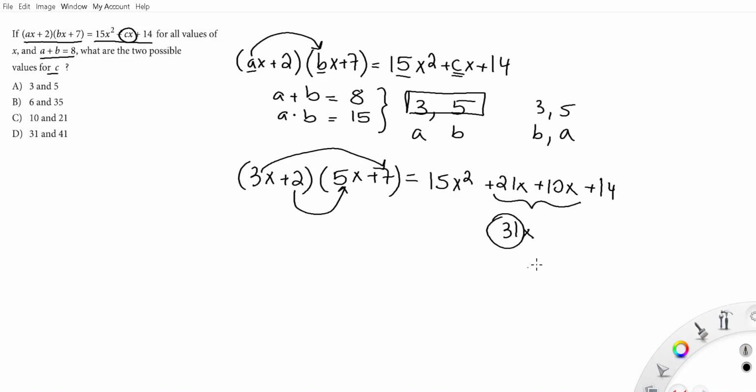31 is one possible value for c. And if I look at my answer choices, I'll see that D is the only one that has 31. So I can erase all of that and go with D confidently.